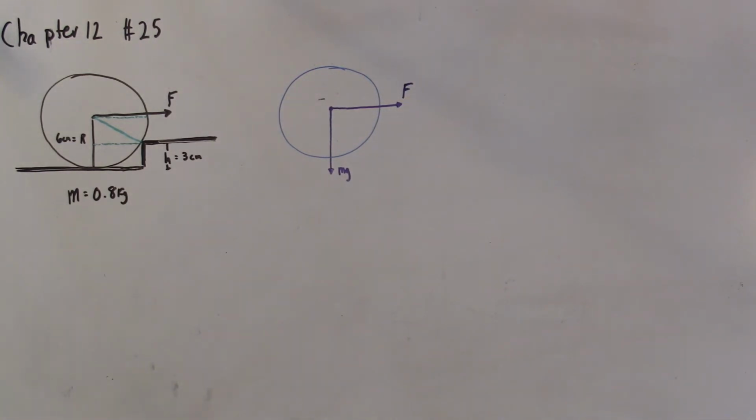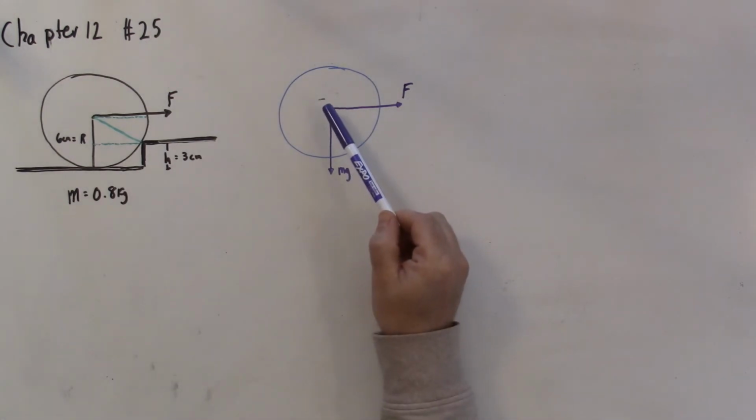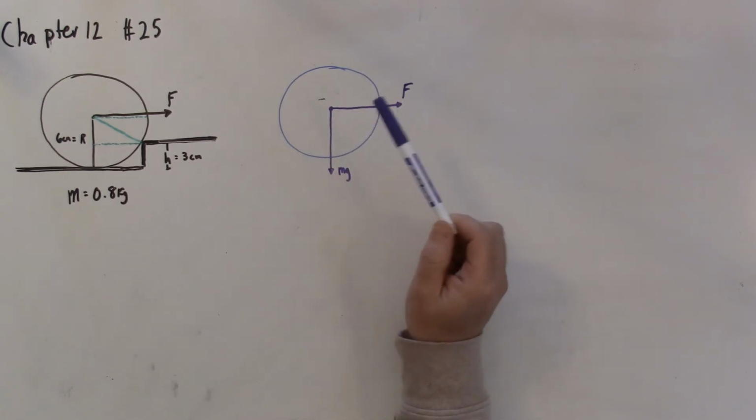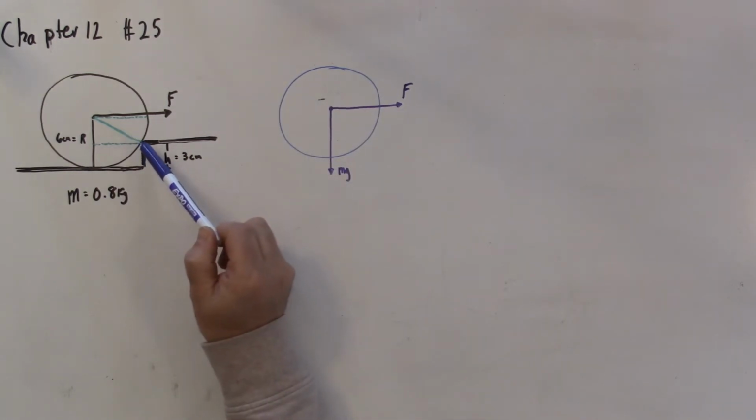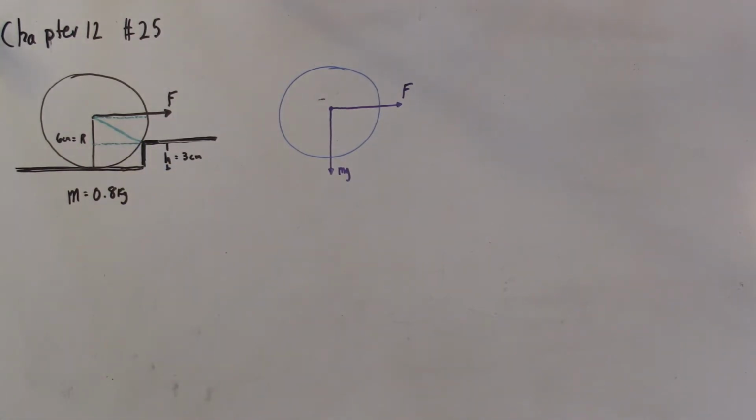But I've got to decide where the pivot point is. Is the easiest thing to do to make the pivot point at the center of mass, or is it easier to make the pivot point someplace else? For this problem, it's easiest to make the pivot point right here at the place where it's actually going to pivot. So we're going to put the pivot point right there. It's going to lead us to a little bit of a geometry problem, not an issue.